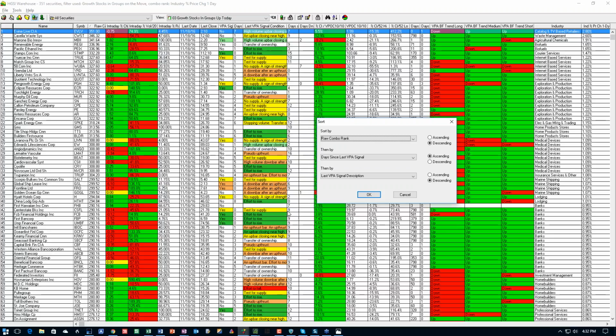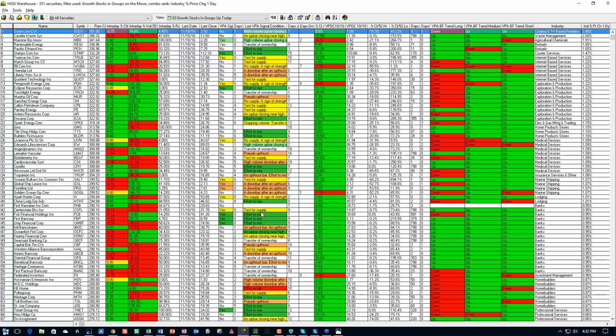And I'm looking for some. The banks, I pointed that out earlier. You can see right here, there's 3 efforts to rise in the banking. Okay. 3 efforts to rise in the banking.